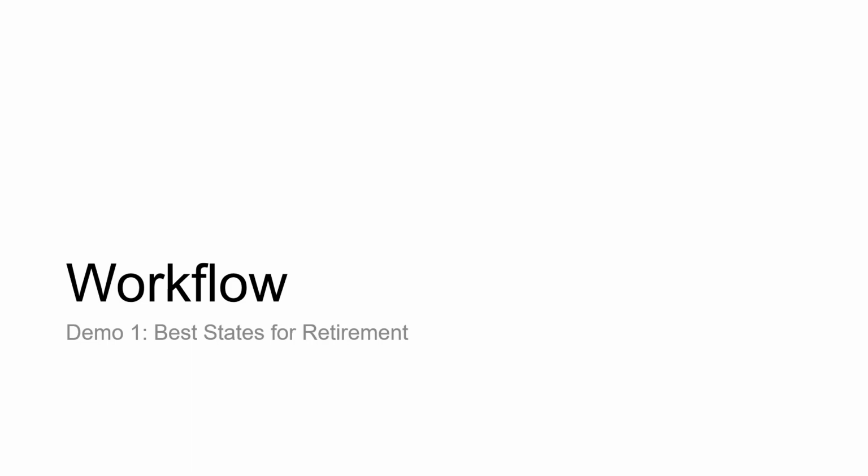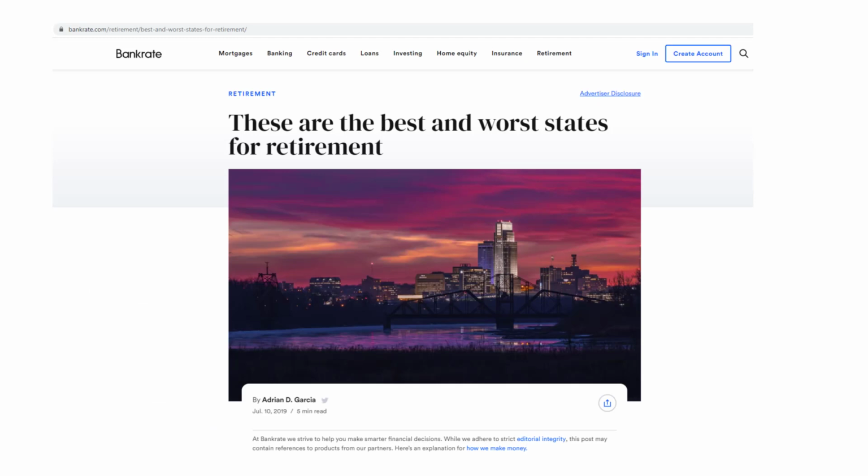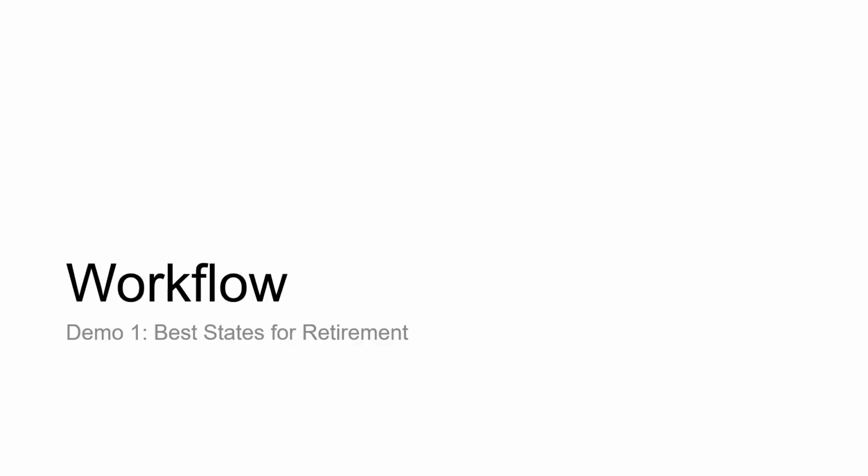So let's look at the first example. We want to look at the best states for retirement, and this data is extracted online by bankrate.com. If you just Google it a little bit, you will be able to find the data quite easily. The title of their blog is called Best and Worst States for Retirement. We're not exactly following the example. We're just making use of the data because the data is quite handy and useful for the purpose of our exercise.